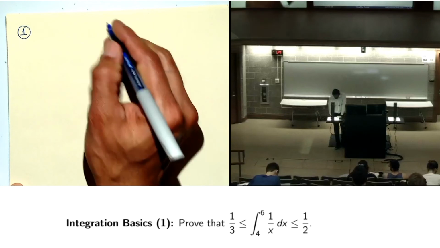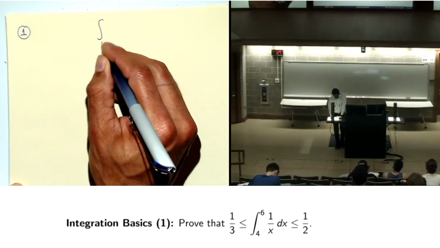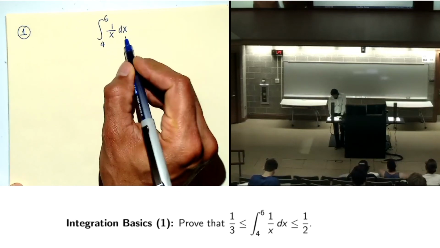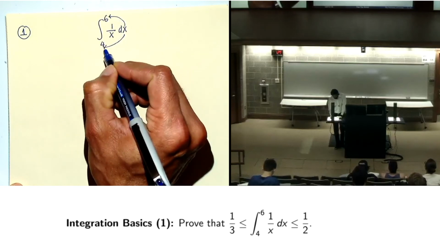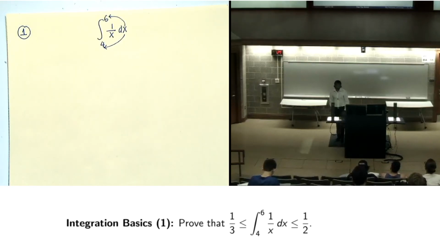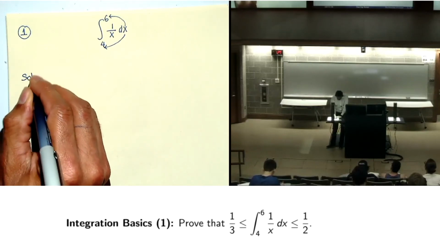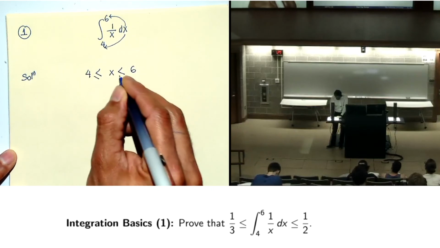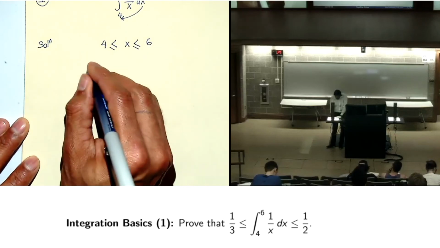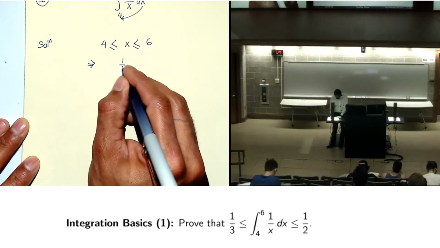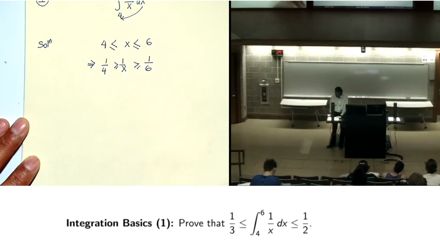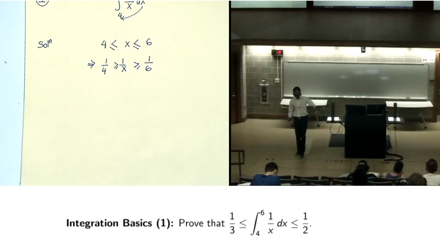So what I notice here when I see that integration is 4 to 6, 1 over x dx, these are the limits of x. That means x stays between 4 and 6. So the solution starts from here. If x is between 4 and 6, that implies 1 over x will be between 1/4 and 1/6. The inequality flipped. If you flip the function, the inequality also flips.